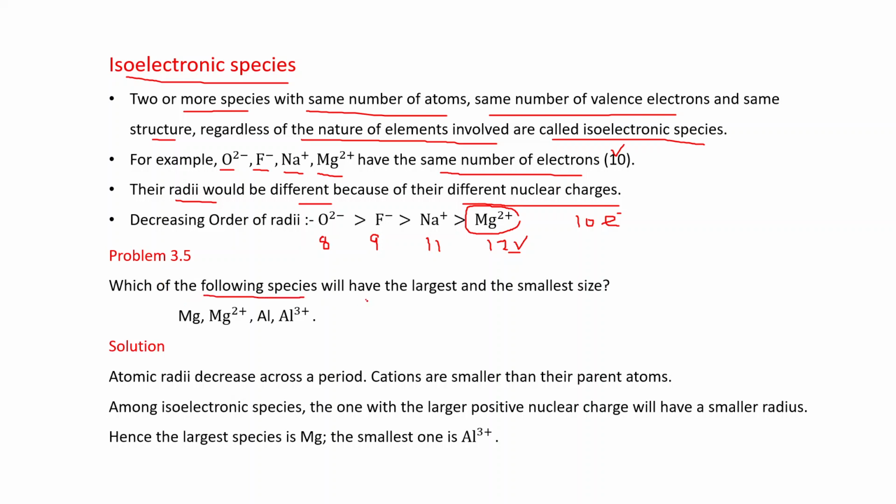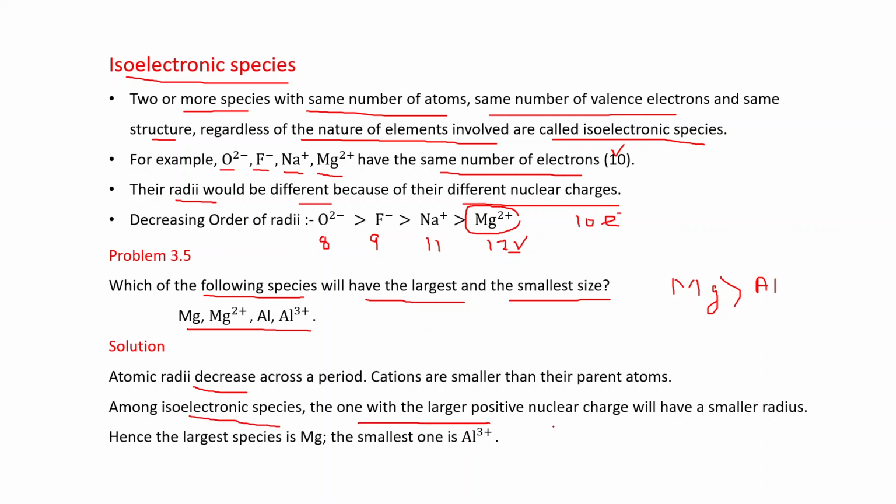Now there is one question. Which of the following species will have the largest and the smallest size? These are the species given to you. Now again compare their position in the periodic table. This is magnesium and aluminium is on the right side of magnesium. As we know, if we go from left to right across a period, atomic radii decrease. That's why magnesium is larger than aluminium.